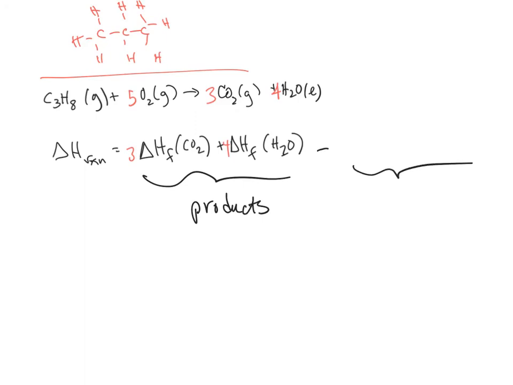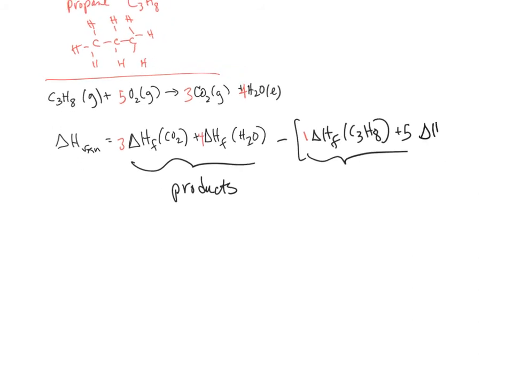Then we're going to subtract the heat of formation of the reactants. So you have 1 times the heat of formation of propane, C3H8, and then you're subtracting the sum of these two, 5 times the heat of formation of O2. Those are the coefficients. This would be for the reactants. So it's always products minus reactants.